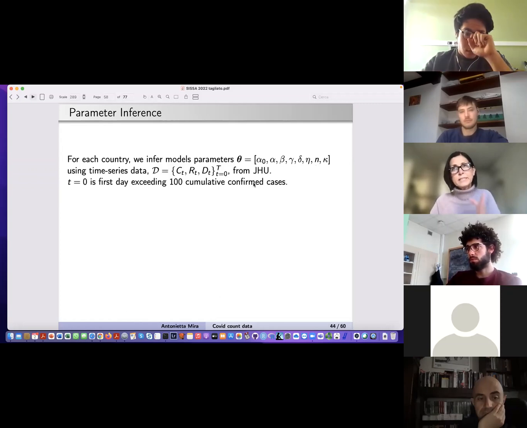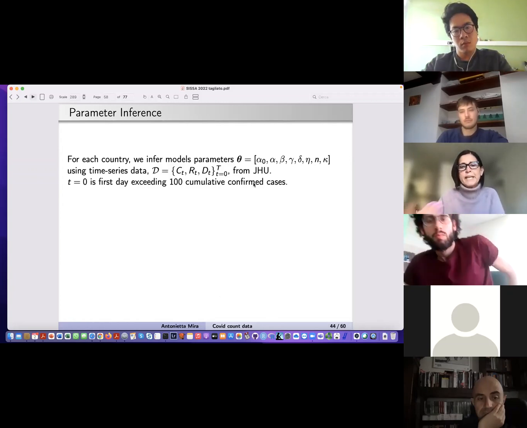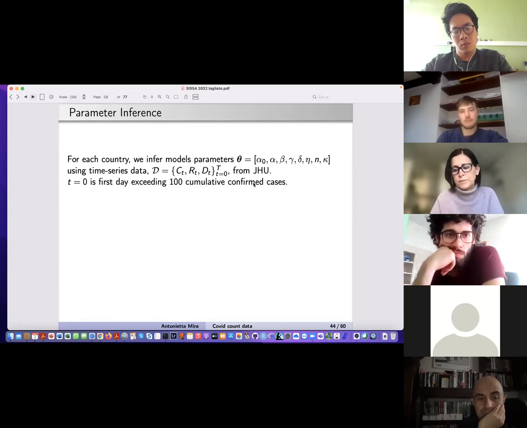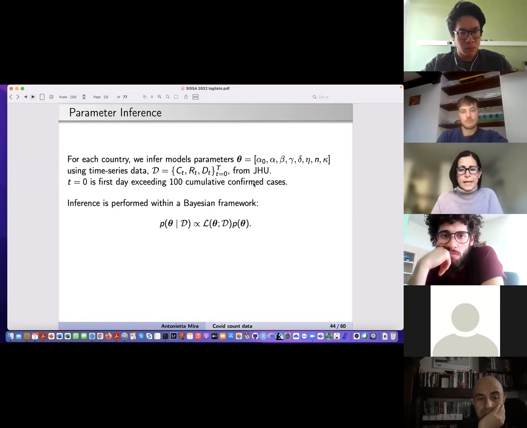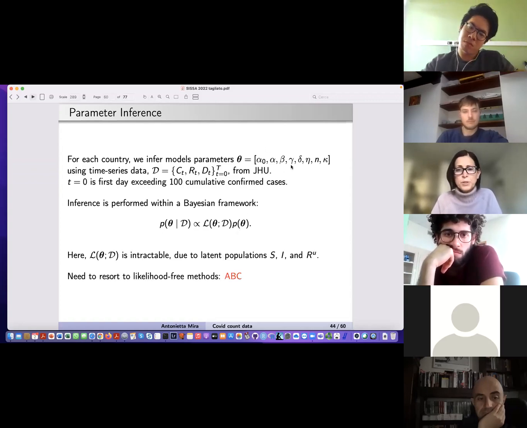We start modeling the data from the first 100 observed cumulative confirmed cases. So this is time 0 for each country. Again, we are Bayesian. The model that I've just explained gives us the likelihood. Then we put a prior on each one of those parameters. I'm not going to go into the details. This gives us a posterior. Now, the posterior is intractable because the likelihood is intractable, because we have those unobserved latent categories.